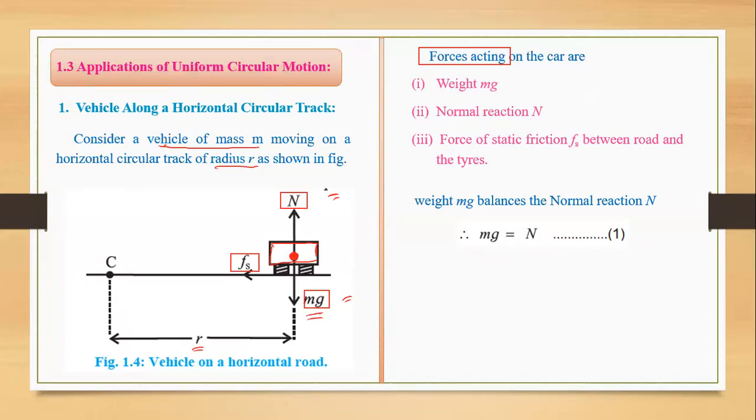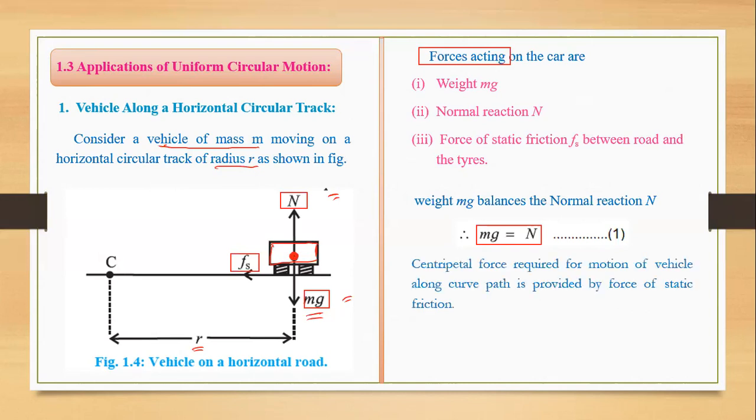So we get equation number 1. Equation number 1 is mg is equal to N. At the same time, we already discussed the necessary force is a centripetal force. If a car is moving on a horizontal circular track, centripetal force is required. Centripetal force required is provided by the force of friction.